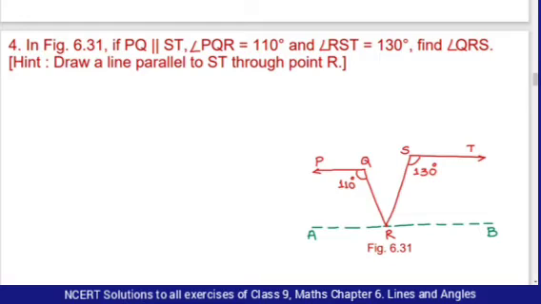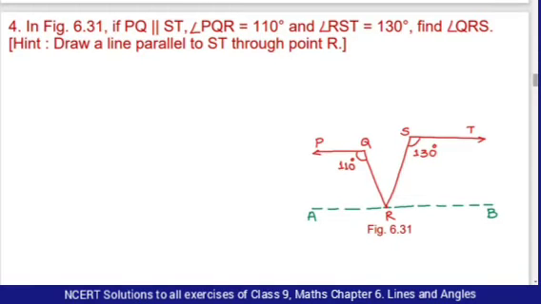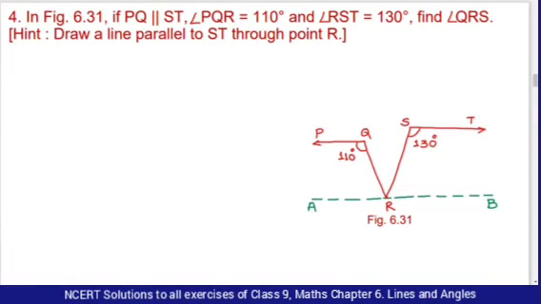Fourth question. In figure 6.31, if PQ is parallel to ST, angle PQR is equal to 110 degrees and angle RST is equal to 130 degrees, find angle QRS. Hint is also given that draw a line parallel to ST through the point R. Solution.